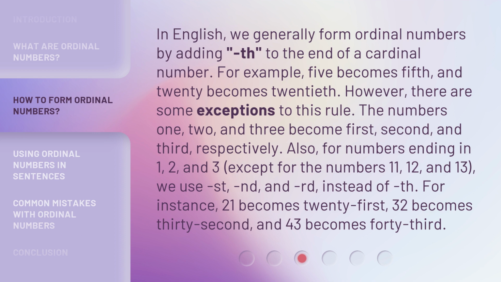Also, for numbers ending in 1, 2, and 3, except for the numbers 11, 12, and 13, we use st, nd, and rd instead of th. For instance, 21 becomes 21st, 32 becomes 32nd, and 43 becomes 43rd.